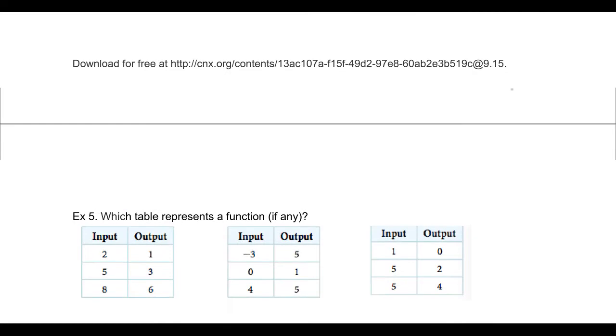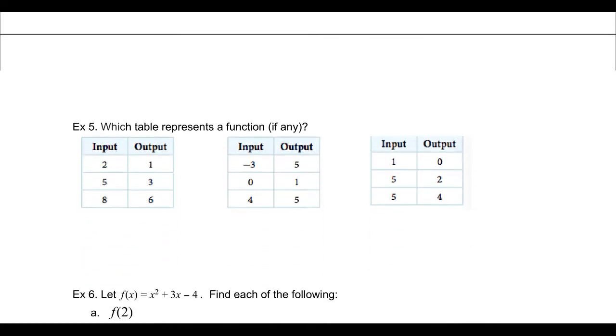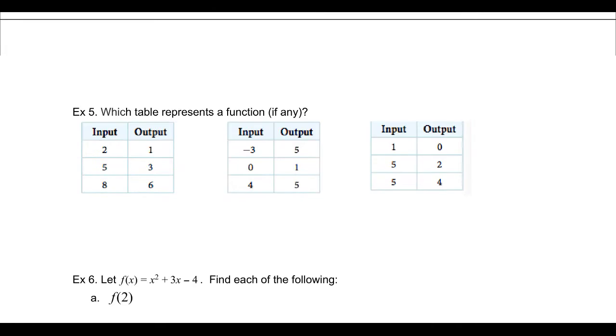Example 5. Which table represents a function, if any? So we have inputs and outputs. And the idea is that every input has a unique output. So let's consider each of the inputs. For the first table, we have 2. 2 has a unique output of 1. 5 only has one output, and 8 only has one output. So this is a function. All right, the next table, -3 has only one output, 0 only has one output, and so does 4. So this one is also a function.